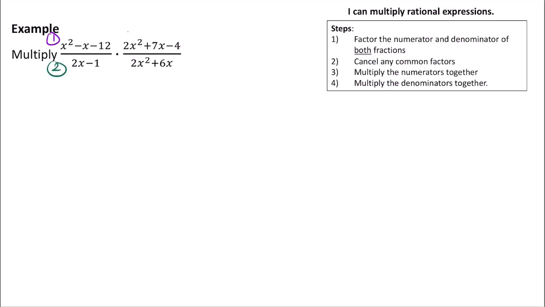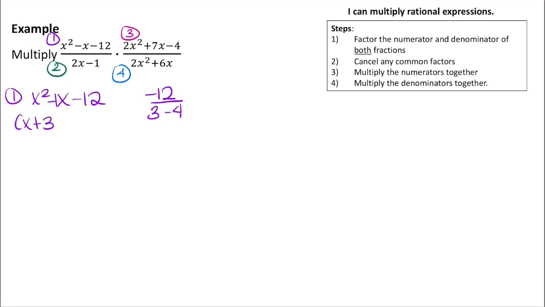So here, let's call this 3 and let's call this 4. Okay, so number 1, we have x squared minus x minus 12. Remember that the middle term is actually a negative 1, so I need two factors of negative 12 that add to negative 1, so that'll be 3 and negative 4. That gives me x plus 3 times x minus 4. That first denominator, 2x minus 1, doesn't factor, so I'm just going to leave it like that.